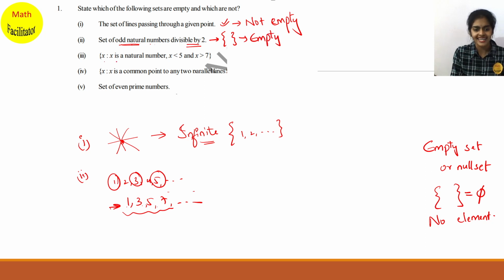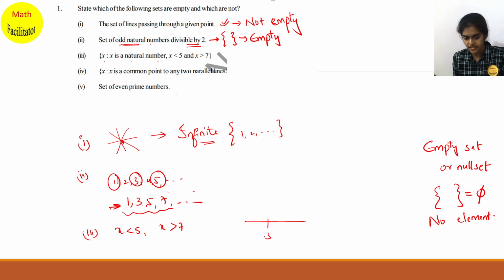Clear? Next, the set of all elements x such that x is a natural number, x is less than 5 and x is greater than 7. When can this happen? x is a natural number and x should be less than 5.